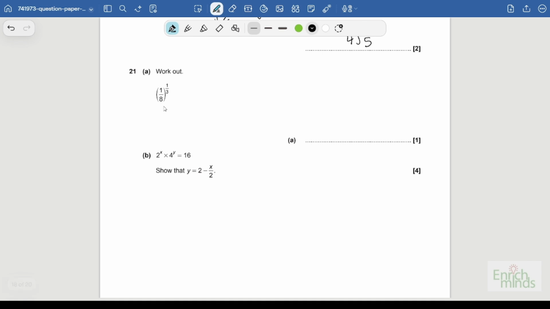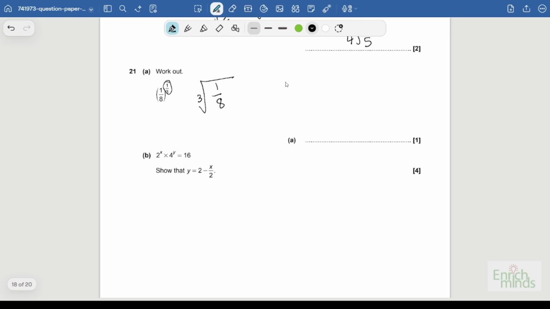Work out 1/8 to the power of 1/3. Now when you see the fraction in the power, it means it's a root. Now, which root to be more precise? Since the denominator is 3, it's a cube root. So you have to find the cube root of 1/8.